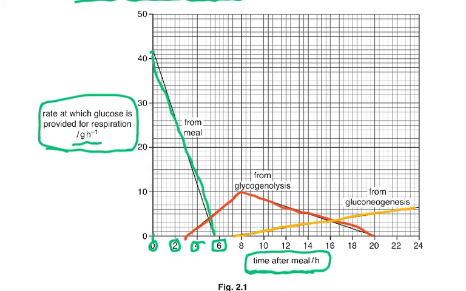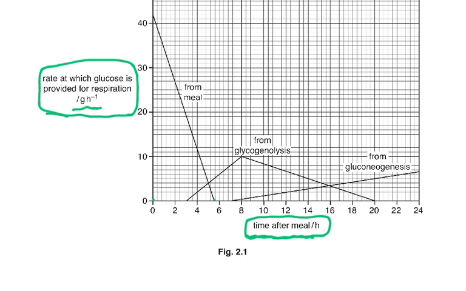So do this question with yourself, and then you need to answer the related questions on the graph. What is the question asking you? The question is saying state the time after the meal when the rate at which glucose was provided from the meal for respiration. Now, this is the one which is the meal for respiration, right?